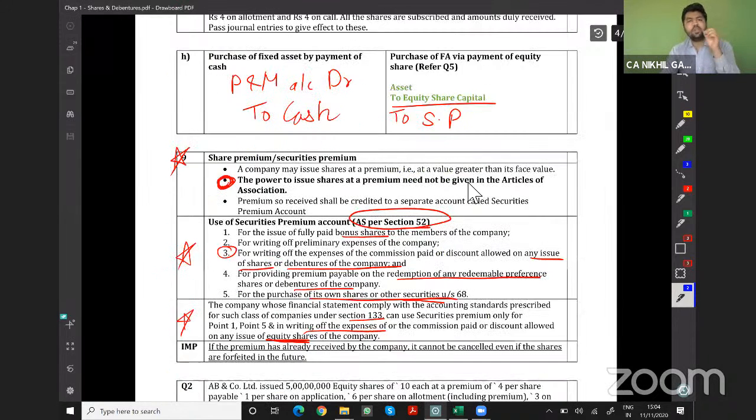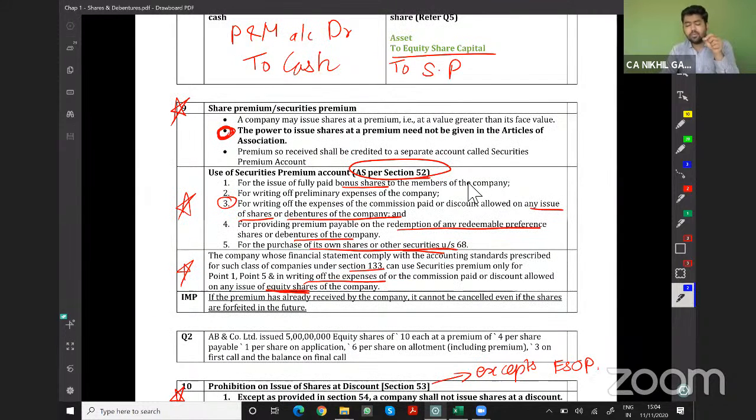In case of securities premium, the usage of securities premium is very important. The securities premium can be used in 5 cases. First is bonus, second is buyback, third is writing off of preliminary expenses, fourth is expenses relating to issue of shares and debentures, and fifth is premium paid in case of redemption of debentures and preference shares. The following is the exception. If the company is a Section 133 company, securities premium can be used only in 3 cases.